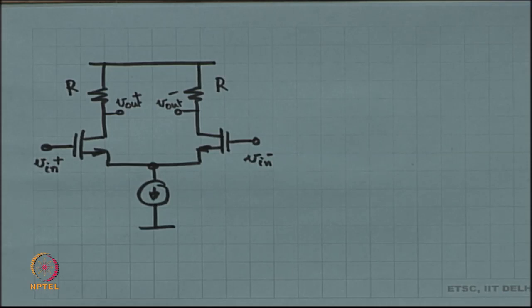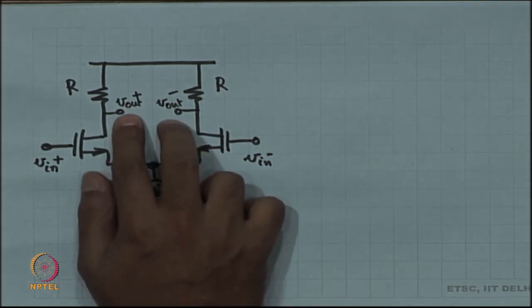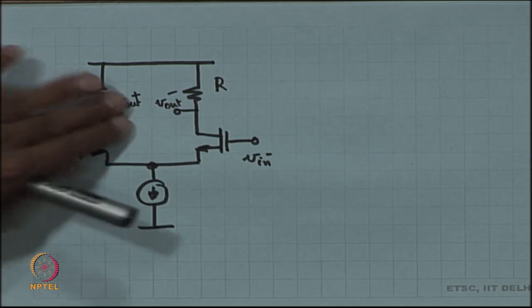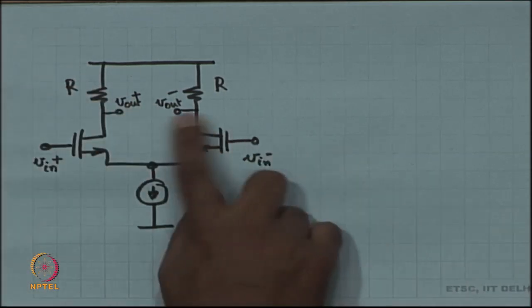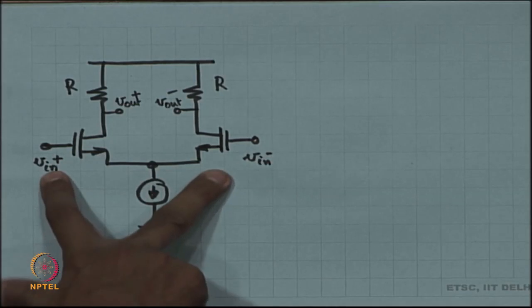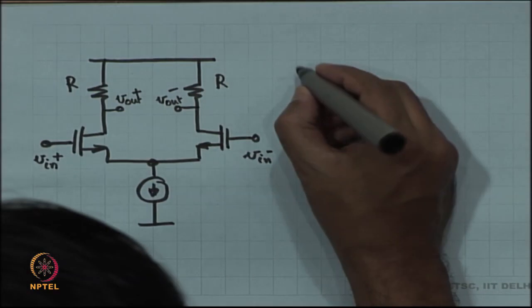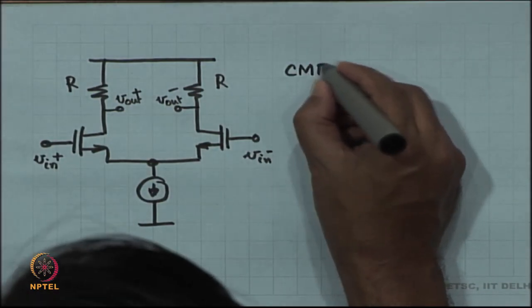Common mode gain could be the average of the two outputs divided by the average of the two inputs. If there is only one output, then the average of the two outputs is just that one output, divided by the average of the two inputs. So, it depends on the context, whether you have got one output or two outputs, whether you have got common mode or differential mode.